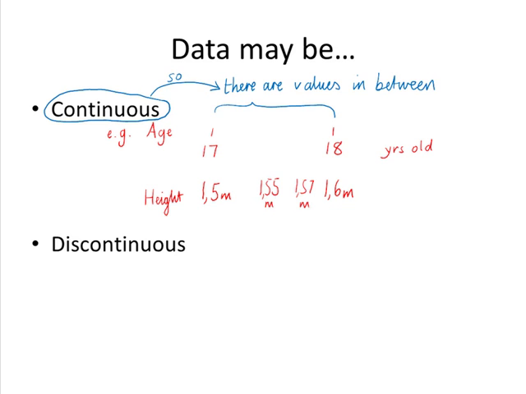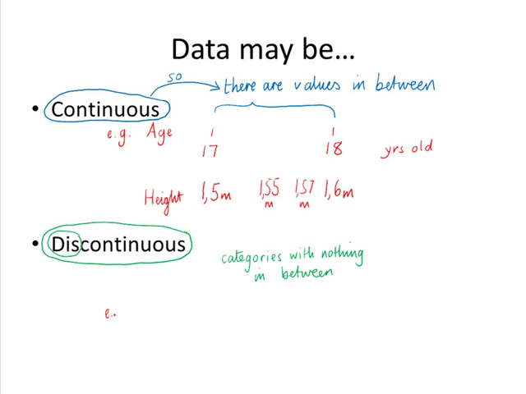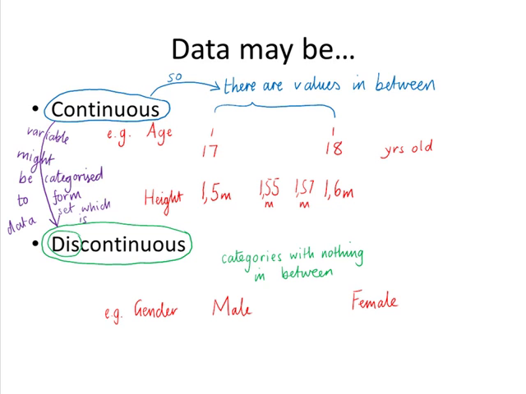Some variables are discontinuous, meaning they are composed of categories with nothing in between, like gender. You get male and you get female. You don't get male, 125. Sometimes we might take a continuous variable and break it up into categories so that our data is discontinuous.